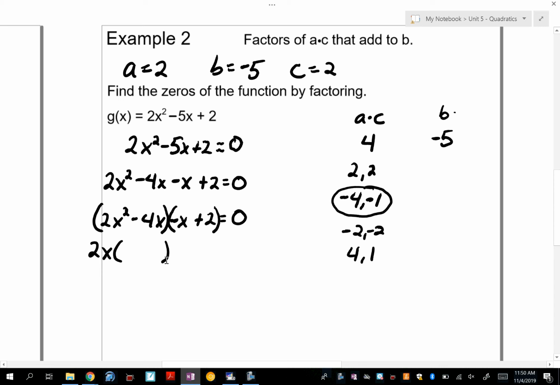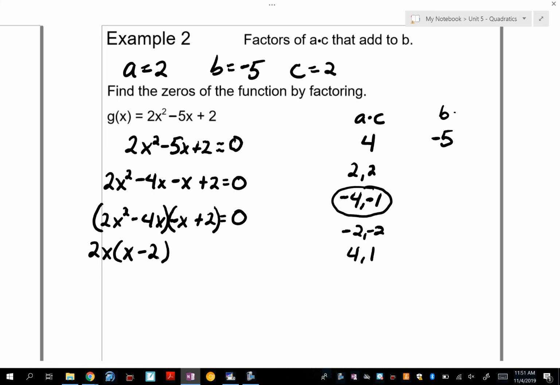So, what's 2x squared divided by 2x? It's just x. What's negative 4x divided by 2x? Minus 2. Now, you might be wondering, where'd all that go? Don't worry, it's still there. 2x times x is 2x squared, and 2x times negative 2 is negative 4x. So we haven't changed anything. Still all the same. Let's go to the next one.